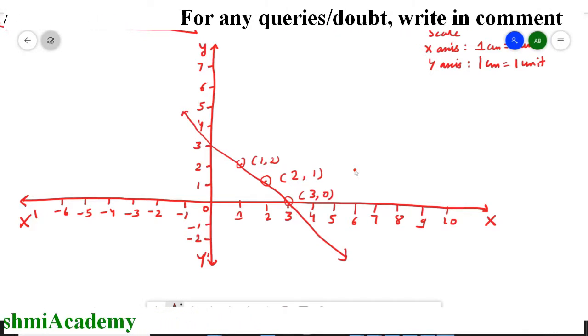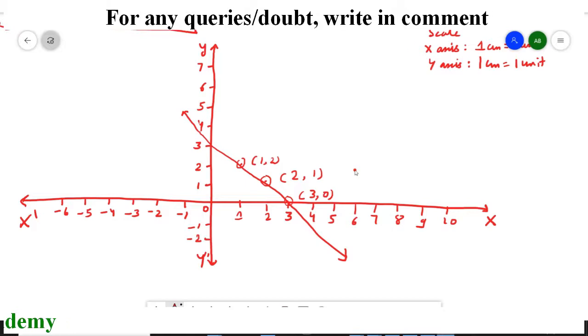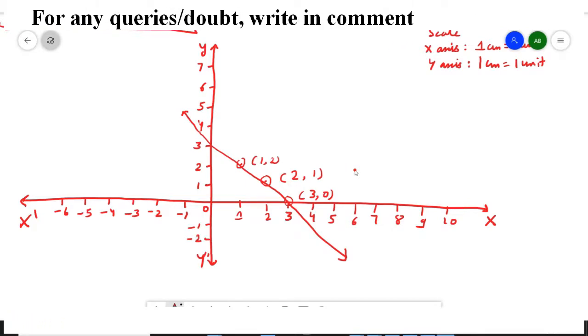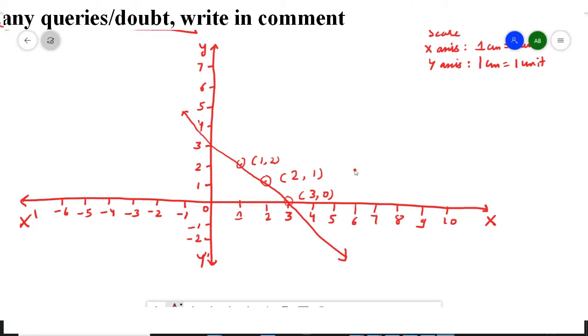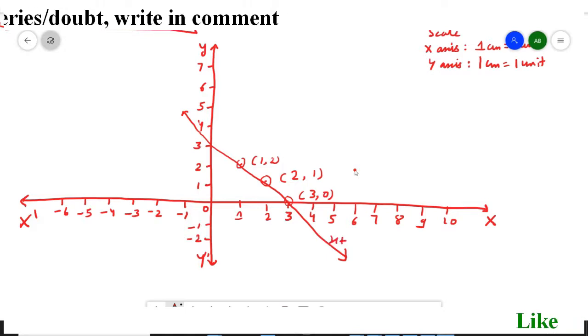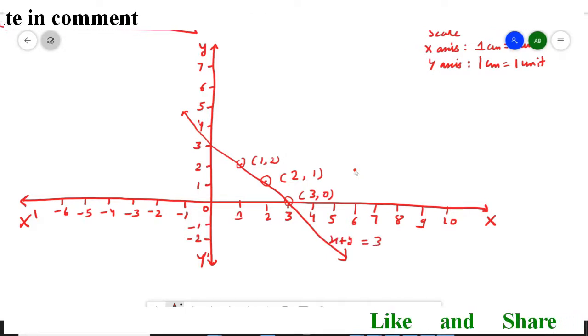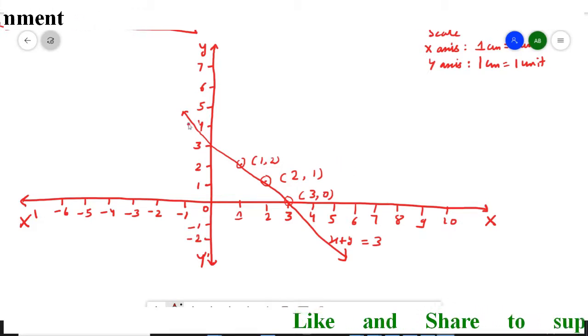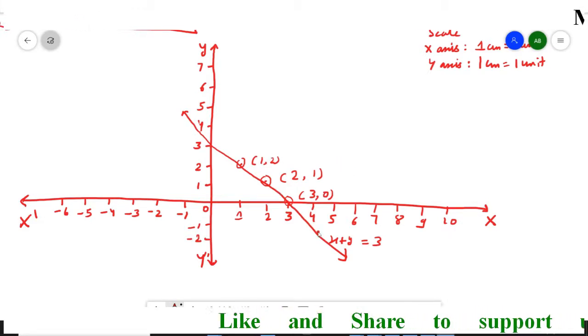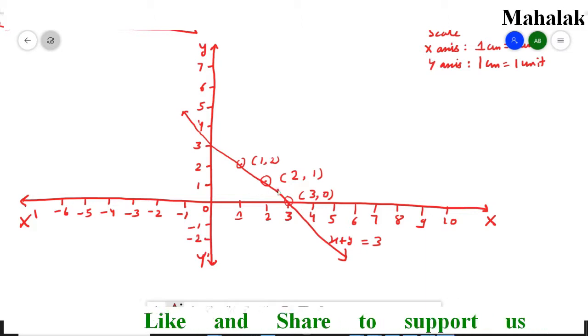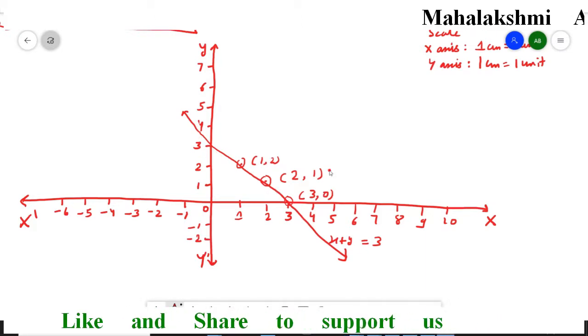Now on this line we have to write down the equation. Which equation is this? x plus y is equal to 3. So the first line is completed. This line came out very untidy because I drew it freehand. When you draw with a scale, it's going to be a very straight line.